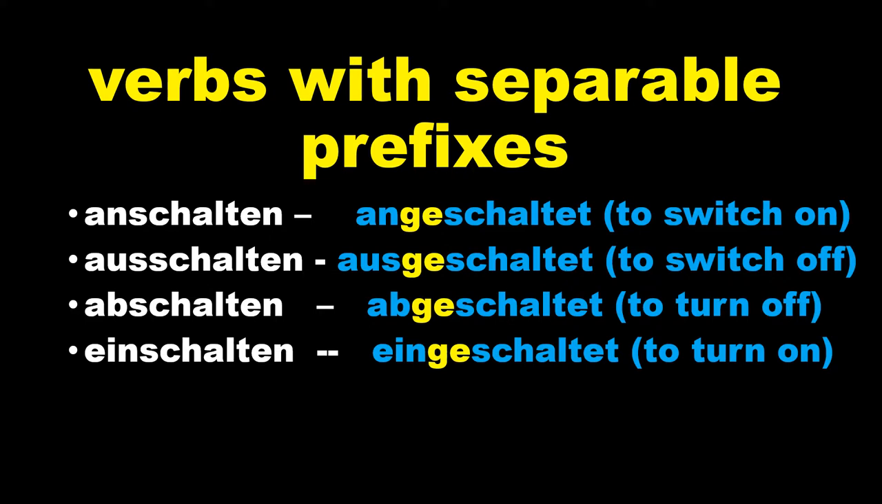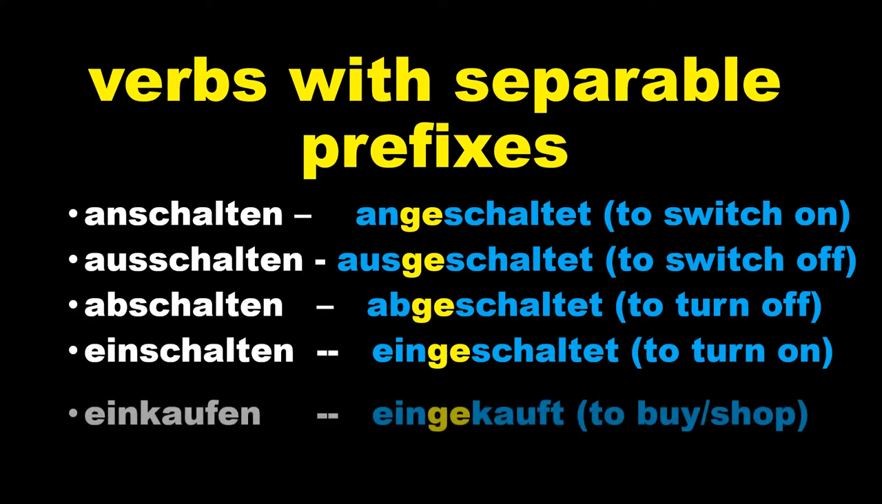Anschalten, ausschalten are usually used for switches, to switch off the lights or fan or computer. Abschalten and einschalten are used to turn off or turn on. There are other meanings as well. Just for basic knowledge, I have written the meaning as to turn on or to turn off. Einschalten: ein is the prefix, GE we have to add to make it participle two, and ET at the end. So the participle two form will be eingeschaltet.